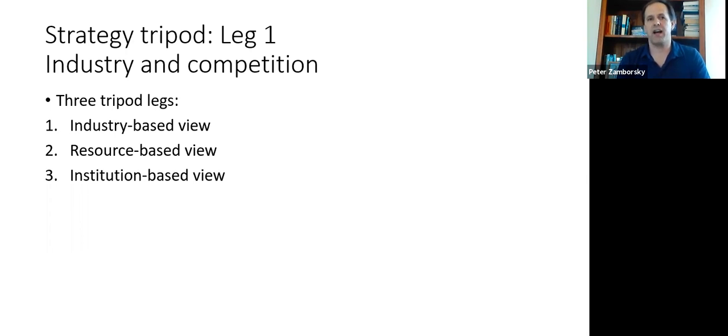From there, in particular in 1990s, we as strategy analysts became much more preoccupied with inside of the firm, looking at the firm resources, and the most recent view, kind of from 2000s on, is the institution-based view, which is looking at the impact of some of the institutions, such as regulations, but also culture, kind of more sociological view of institutions and how that impacts strategy.